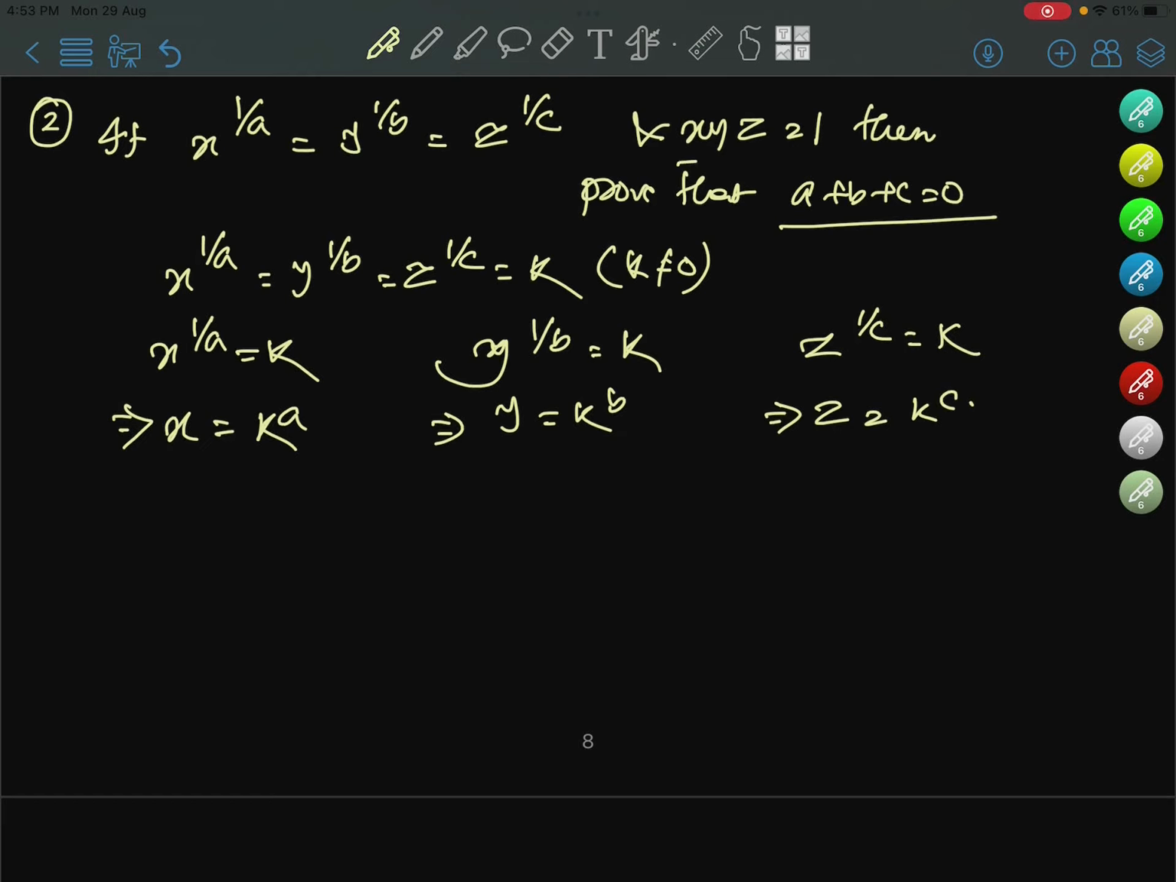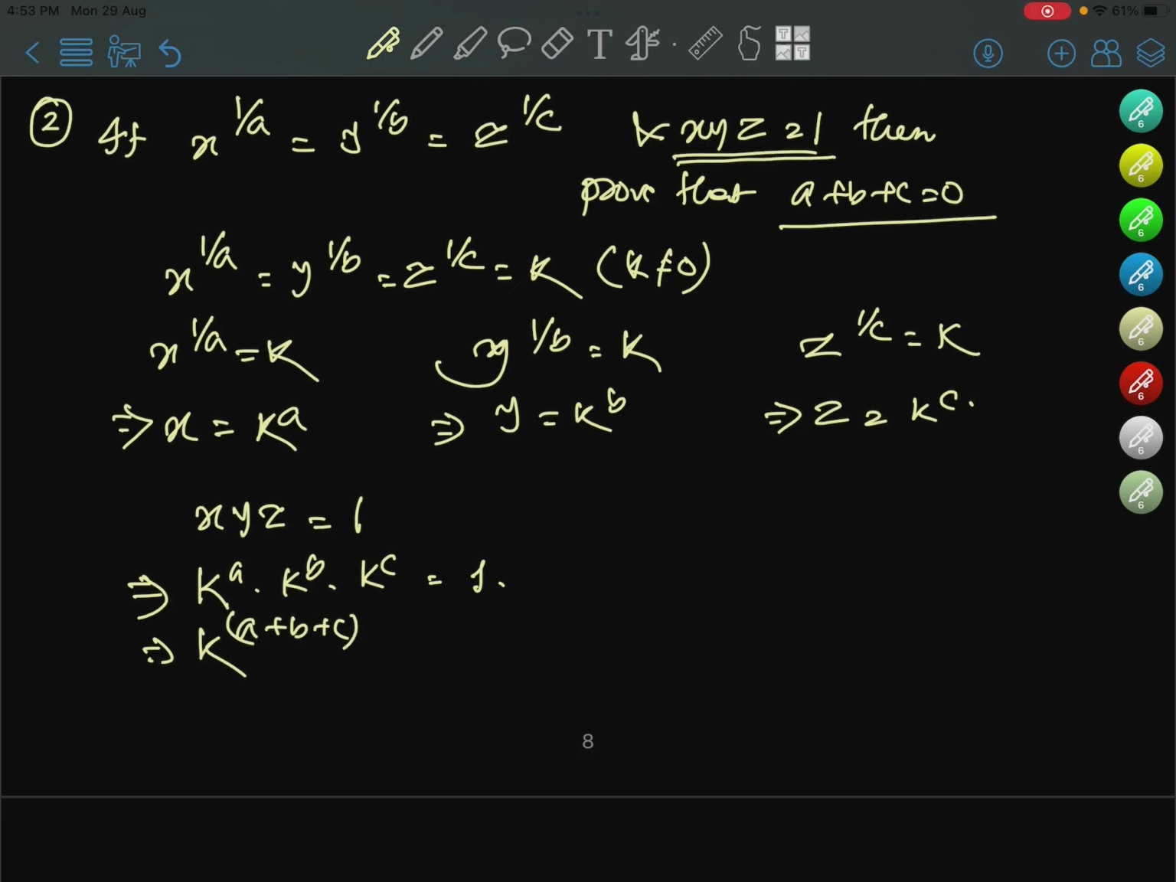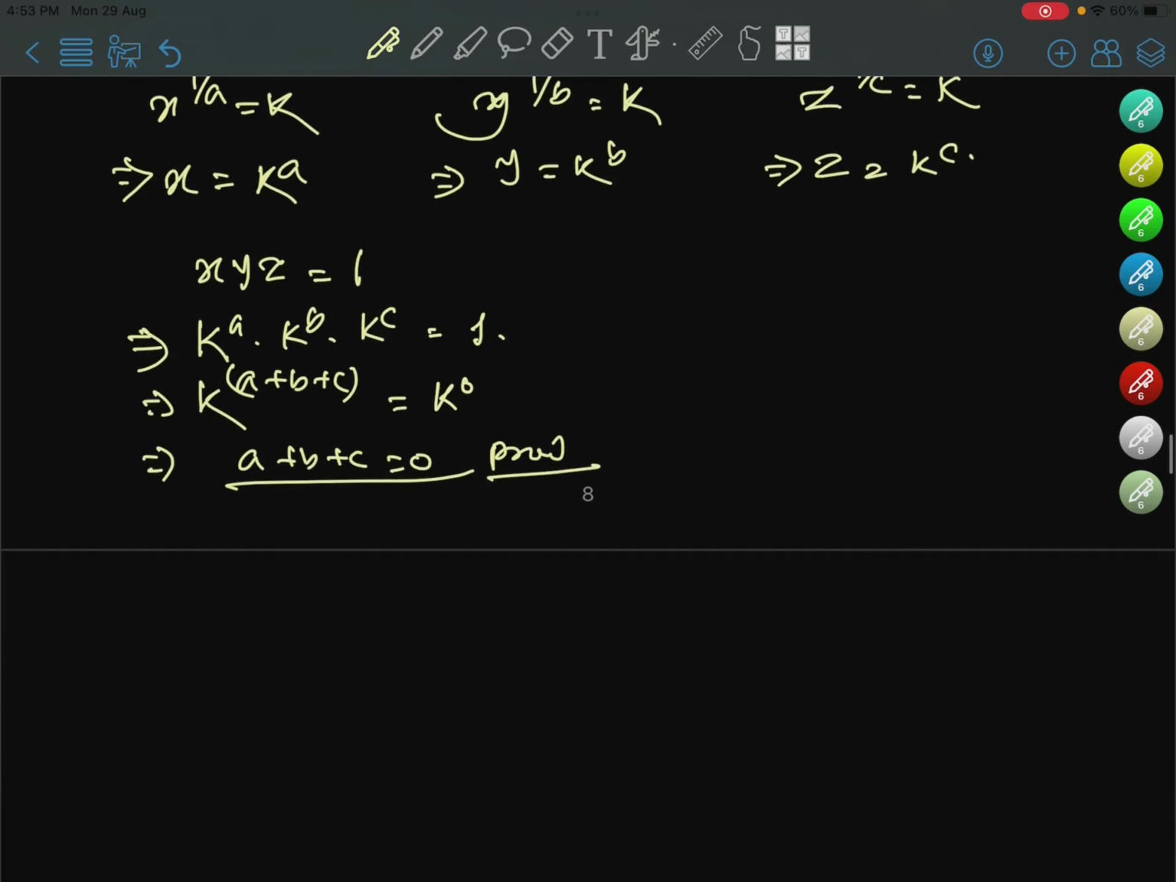Now we are going to put x, y, z in the second condition. The second condition is xyz = 1. That means in place of x we put k^a, k^b in place of y, and k^c in place of z, equals 1. So k^(a+b+c), because the base is equal, so we add all the indexes. Now what is 1 equal to? 1 equals k^0, because anything to the power 0 equals 1. Now if the base is equal, then the base can be removed. So a + b + c = 0. This is proven. So this is quite an easy one.